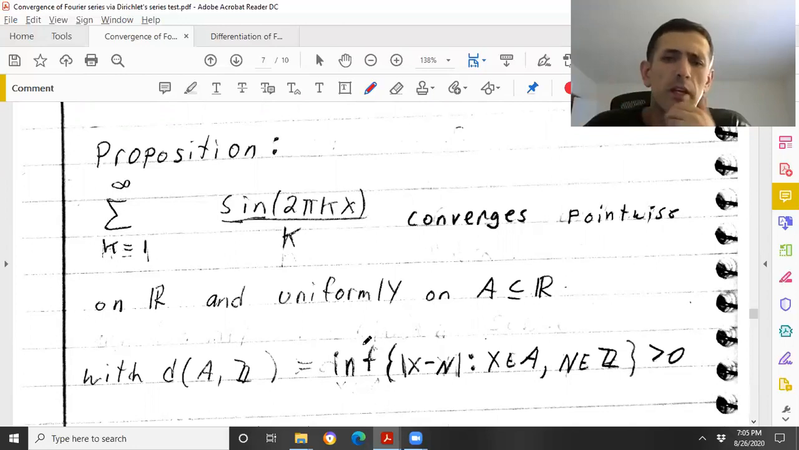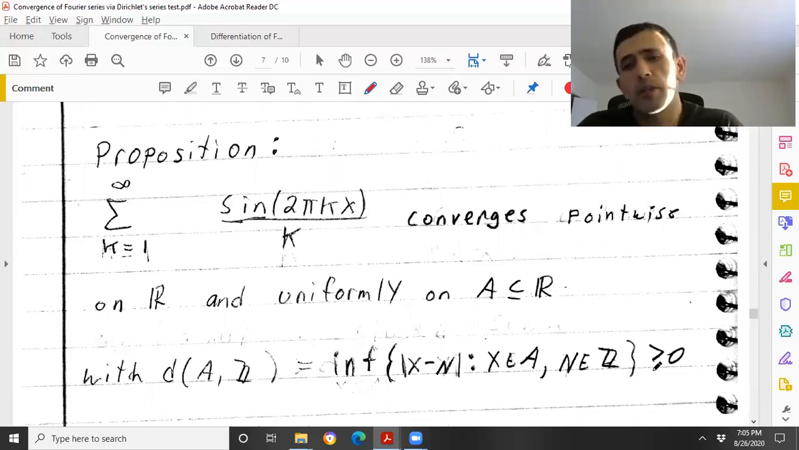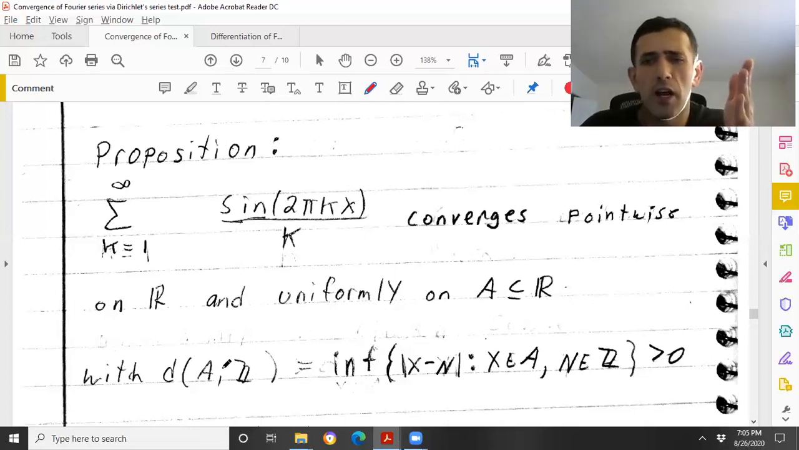By that, I mean that the distance between a and the integers, which by definition is the infimum of all these distances between x and a and natural numbers n, is strictly bigger than 0. So it converges uniformly, essentially, away from the integers, or more carefully, as long as we're strictly away from the integers by an actual non-zero amount.